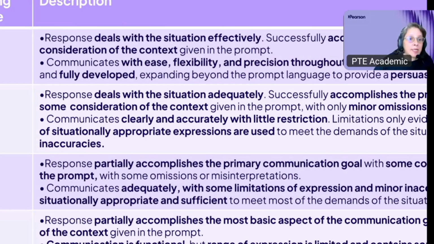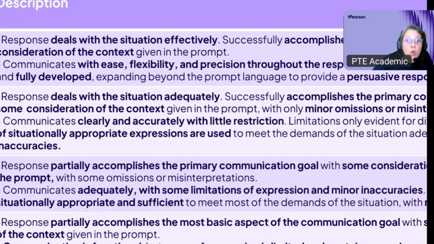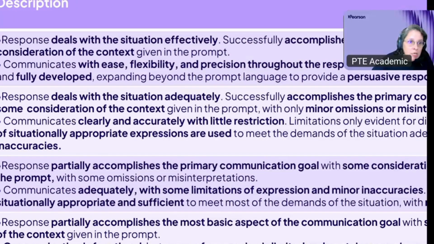The second bit is about communicates with ease, flexibility, and precision throughout the response. Here, we are looking at your grammar, your vocabulary. Are you using it with ease, using very sophisticated language without mistakes?